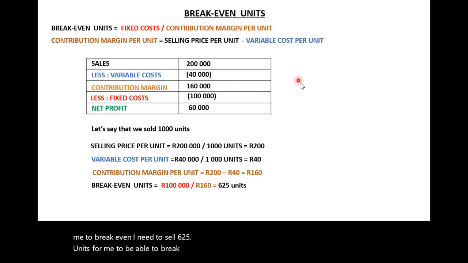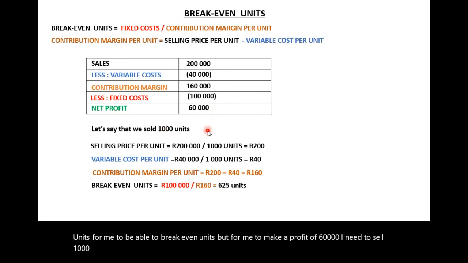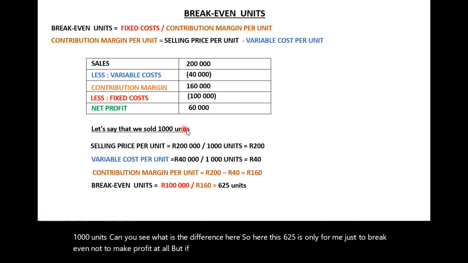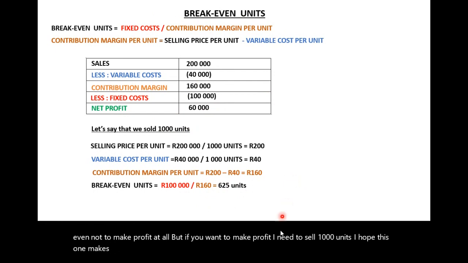Can you see now? But for me to make a profit of 60,000, I need to sell 1,000 units. Can you see the difference here? This 625 is only for me to break even, not to make profit at all. But if I want to make a profit, I need to sell 1,000 units. I hope this makes sense, guys. Please go there, make sure that you go through the process, trust the process. I'm telling you, you will understand better.